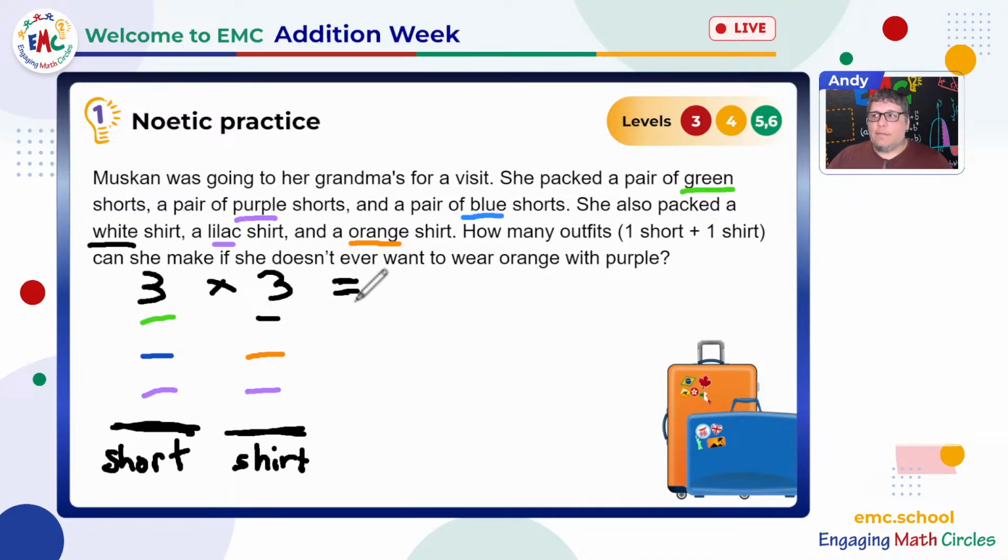But what we do have is a restriction. I'm not allowed to have purple with orange. Well, luckily, there's only one combination that works that way because we're not going to wear 2 shirts and no shorts. That's part of the restriction. So we're just going to take away the one option that we've counted that doesn't work out of the 9, and we get 8 outfits.